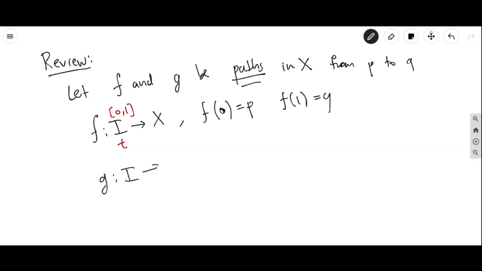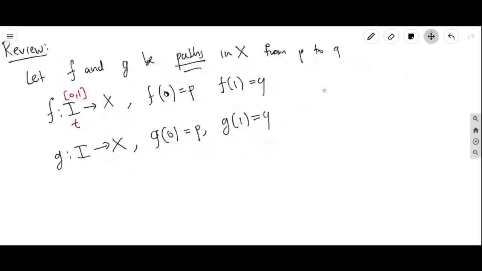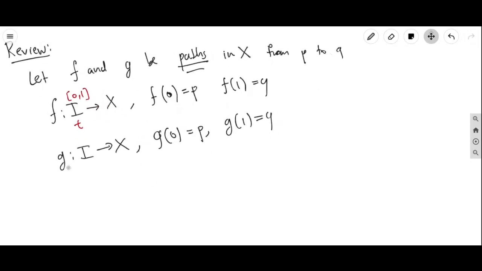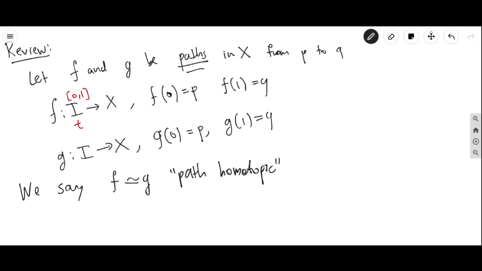And then g does something similar. So g of 0 is p and g of 1 is q. That's what it means to have two paths from p to q. And we say f is homotopic to g, path homotopic. I think Munkres puts a little p at the bottom to indicate this is path homotopic, but I'm just going to be lazy and I'll use suppressive notation, and then we'll just understand from context what we're referring to.